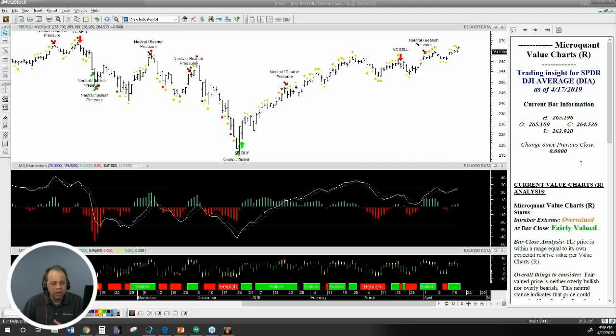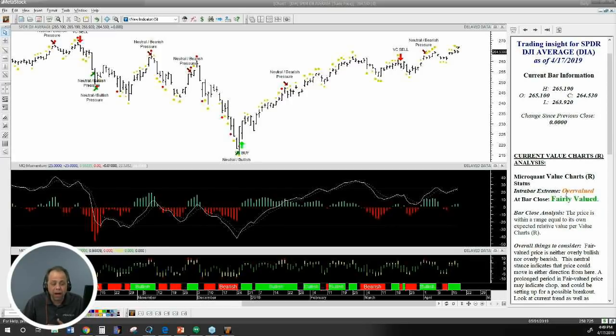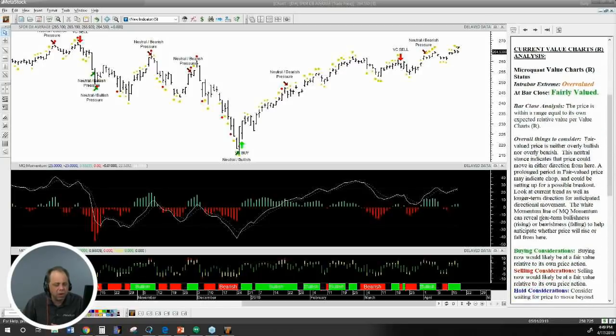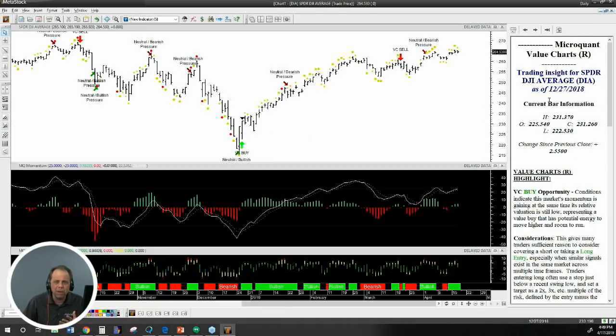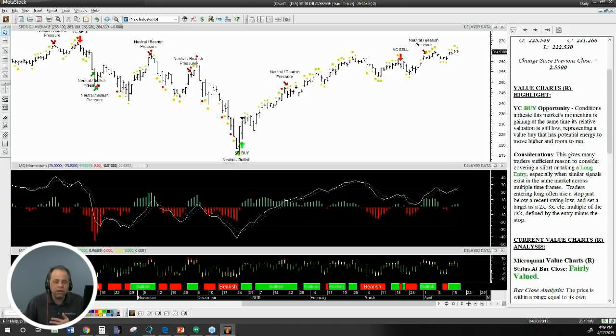So right now we can see that our intra-bar extreme is overvalued. Your at-bar close is fairly valued. You can see your bar analysis, your other things to consider. It really breaks that thing down. One of the things I like to do as I'm learning a new system is go back in time and ask, what was it doing back here where we had that VC buy? So I'm going to click here, and this commentary over on the side will update to that bar. You've noticed I've moved this triangle over, and it's giving us all of those conditions and highlights on that current bar.